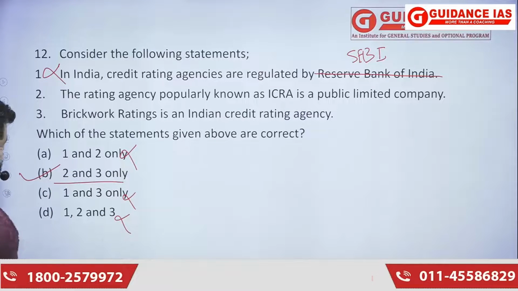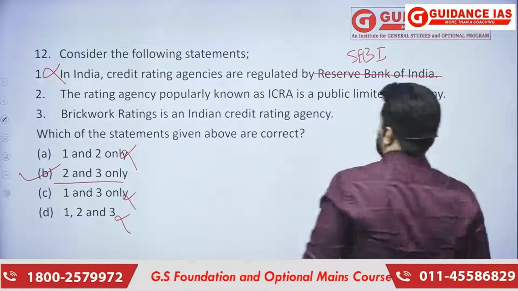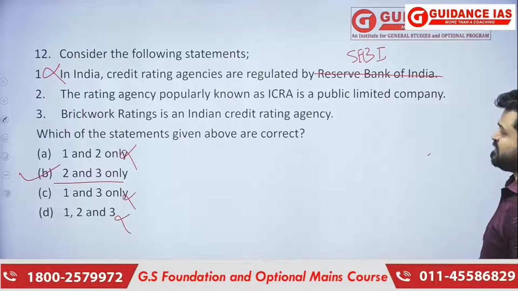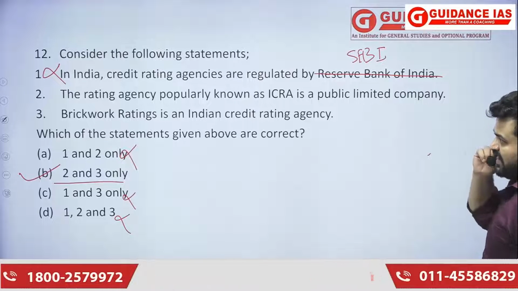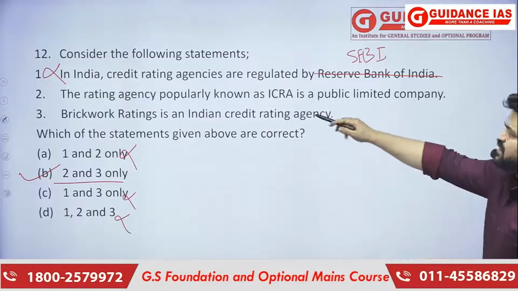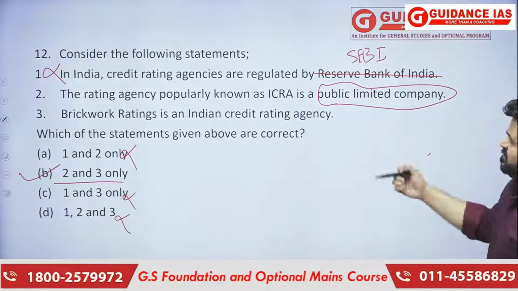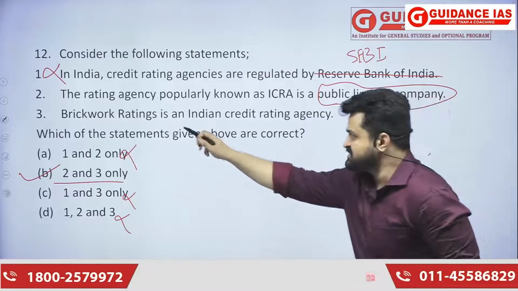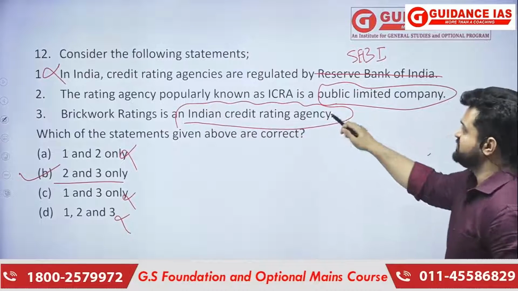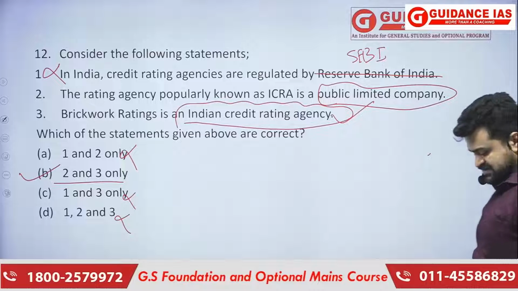That is second and third, because all three other alternatives are eliminated if you know this fact that the credit rating agencies are actually regulated by SEBI. And the second and third statements, even if you do not know, you get the answer. But yes, ICRA is actually a public limited company, which is a rating agency. Then Brickwork Ratings is also an Indian credit rating agency. Okay, so this statement is also correct. So this was rather easy. This question was very easy in that sense.